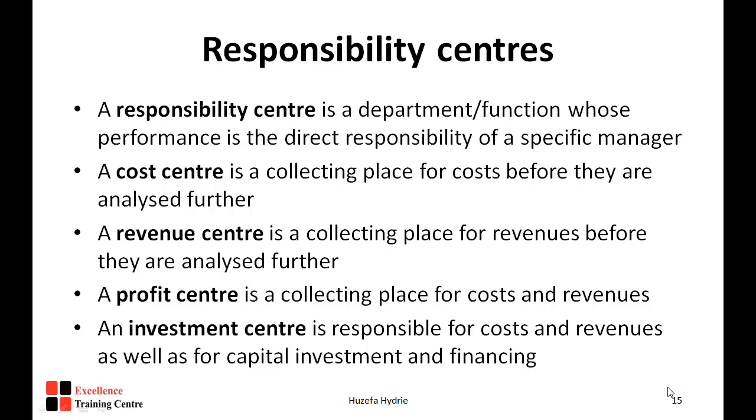For example, in an organization we have a sales department. The sales department cannot be considered a revenue center because it will be incurring cost as well as earning the revenue. That will be something else which we will discuss next. But within the sales department, the income department, which is only getting the revenue, can be considered a revenue center.